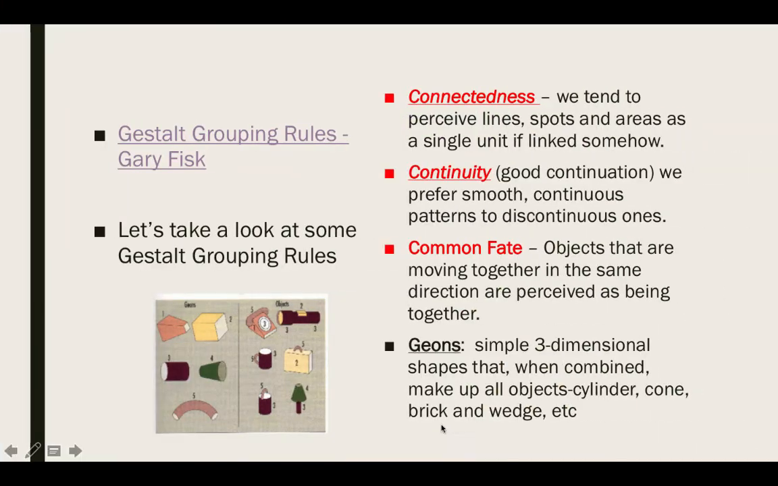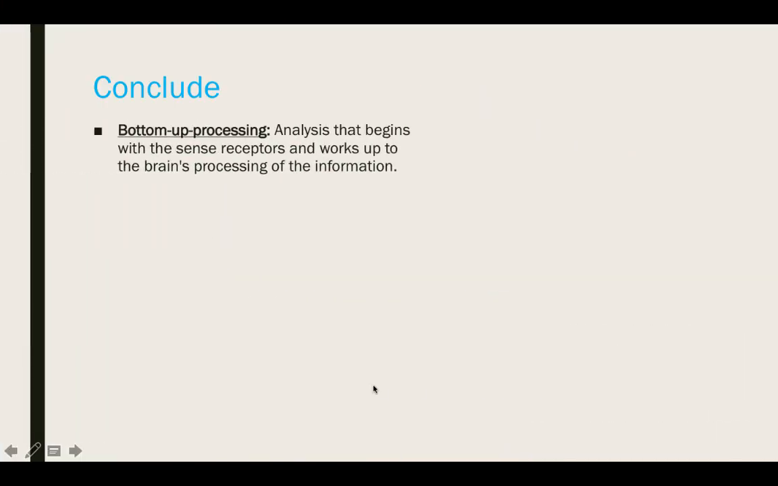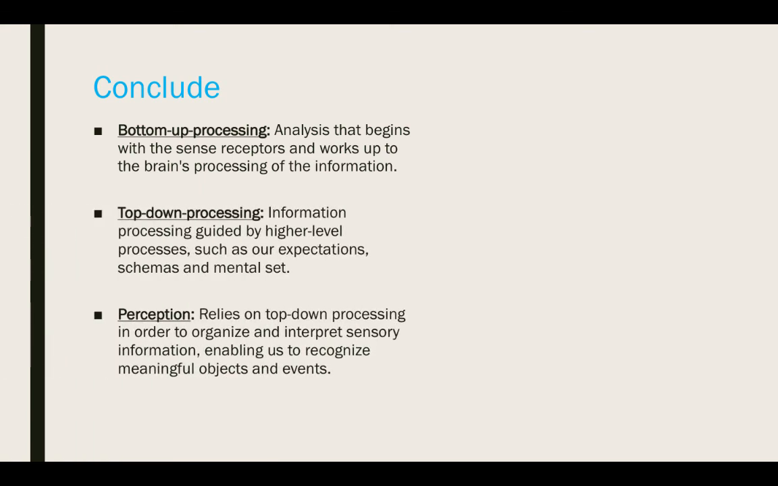So we're going to lock it up and close it up here, make a conclusion here. So remember, bottom-up processing is when we analyze information coming in from our senses, we transduce that information and send it to the brain. Top-down processing combines incoming sensory information and our top-down experiences, schemas, and mental sets, and creates a whole as we organize and interpret that incoming information.